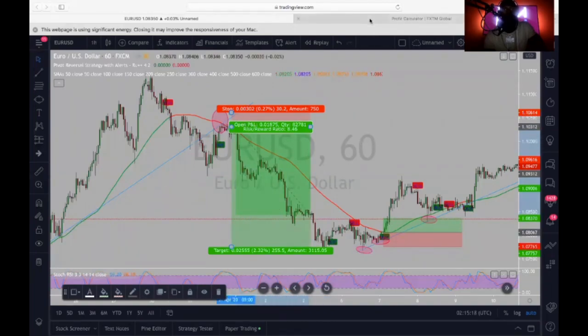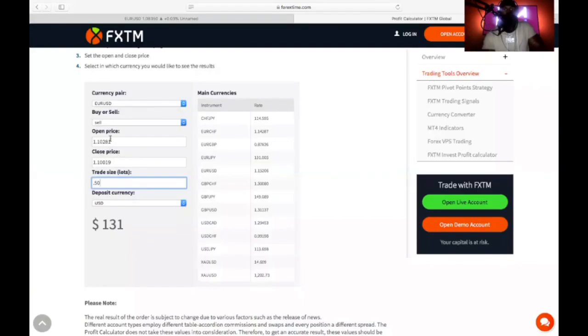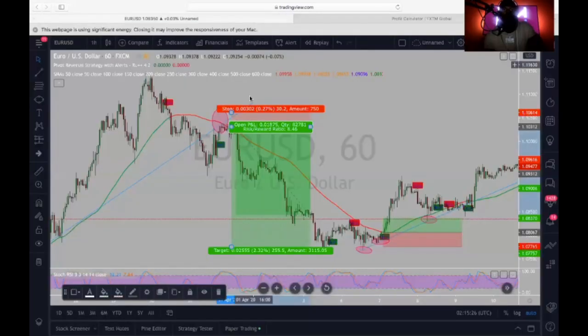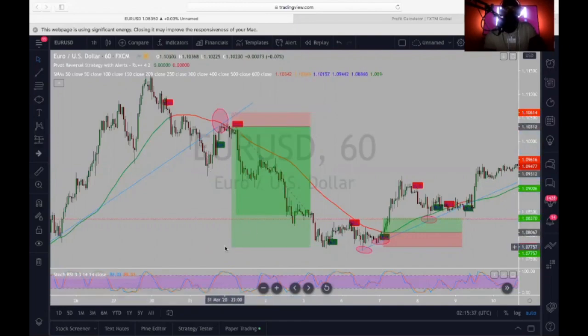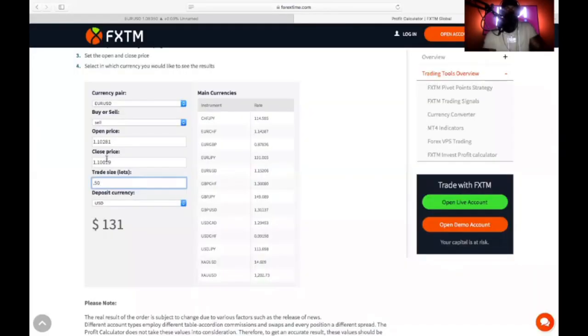Let's go to our profit calculator. We got in at the same price, 1.10281. Remember, we got in up here. This is where we got into our sale. We rolled that all the way down. All right. We closed our trade out at 1.07773. Boom. On a 50-cent lot, that would have made you $1,200.